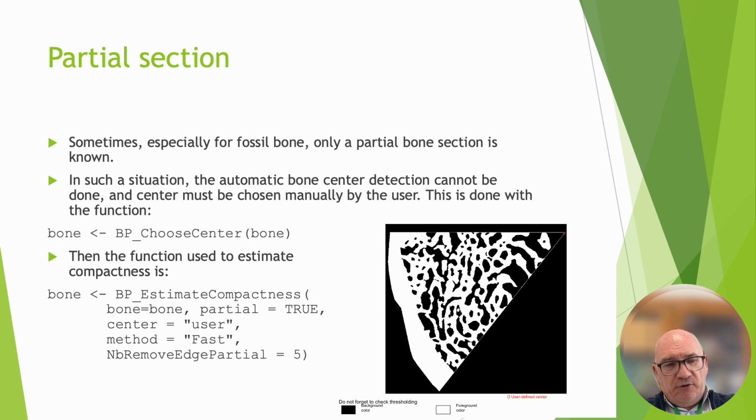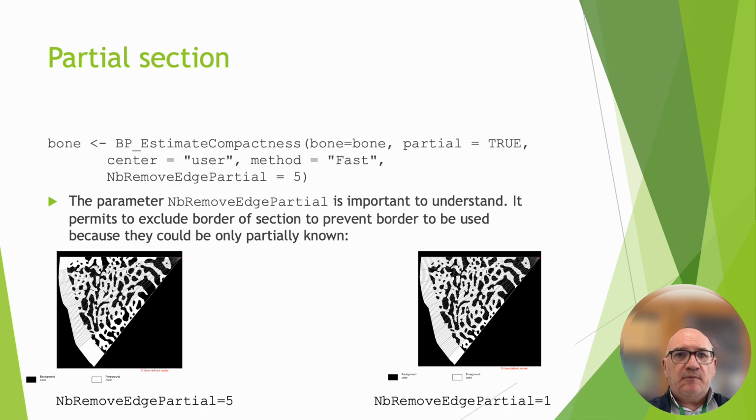Here I use 5, but when you use partial bone section, you see that the edge of the section is not perfectly known, and to be sure to not take into account pixels that are outside the partial bone section, we will take some precaution to exclude the edge of the section. This is done with this parameter, number of remove edge partial.